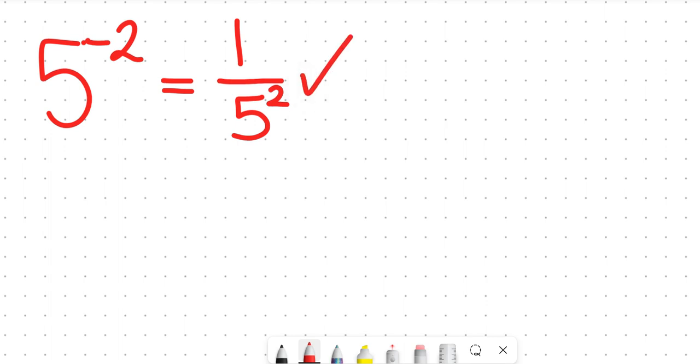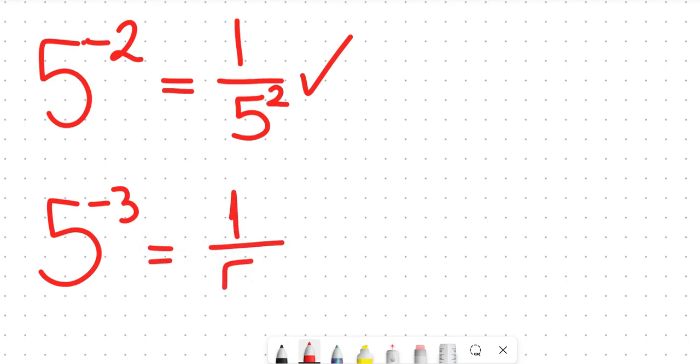So if we write it as 1 over and then we copy the same number with the positive exponent, that's it, we have the final answer. If you want, you can say 1 over 25, but that is the same thing. Same thing if we have, for example, 5 to the power of minus 3. So what we do is 1 over and then 5 to the power of 3. It becomes positive this time. All right, I hope that this is clear.